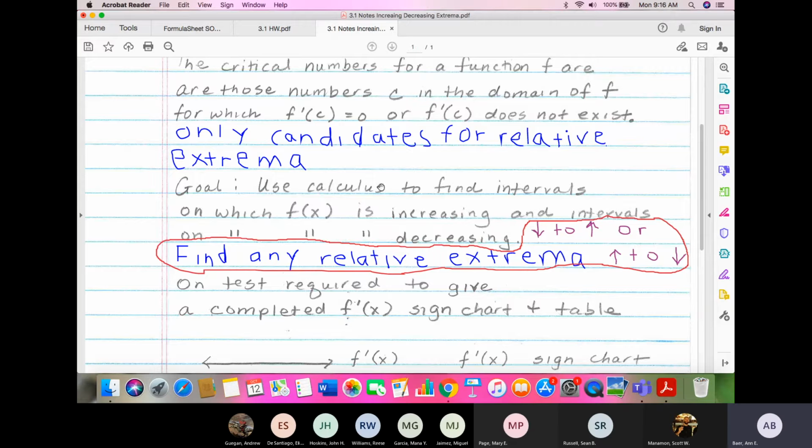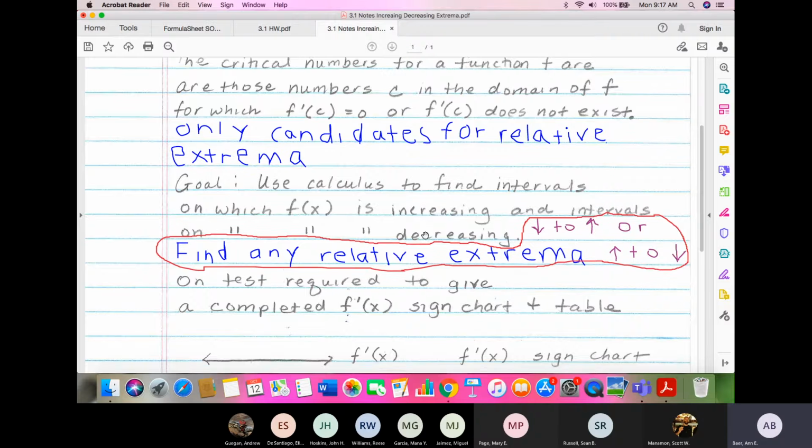So we want to use calculus to find the intervals, and we're going to use the first derivative to do so. That first derivative is going to give us information about where the original function is increasing and intervals where the original function is decreasing. And from college algebra days, how do we identify relative extreme points? Well, that's where you've got either a change from decreasing to increasing or increasing to decreasing.